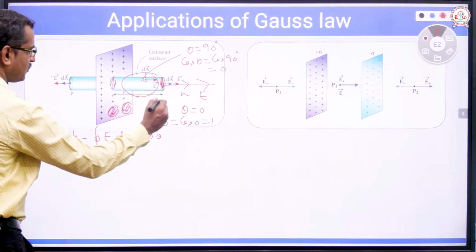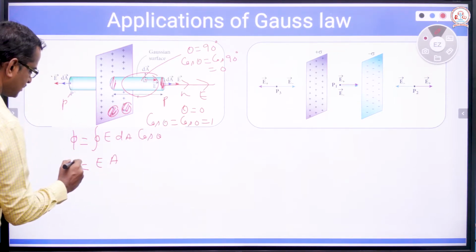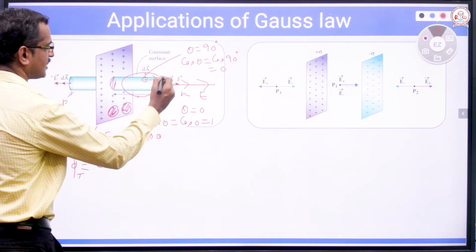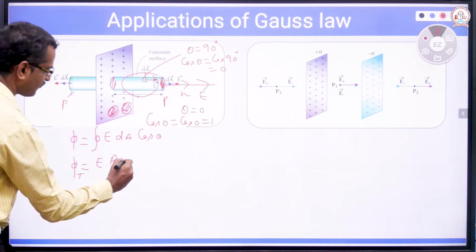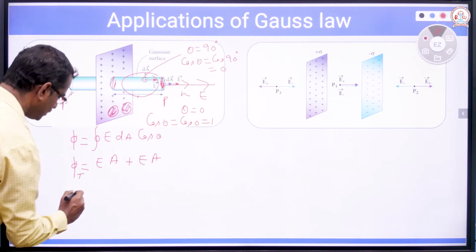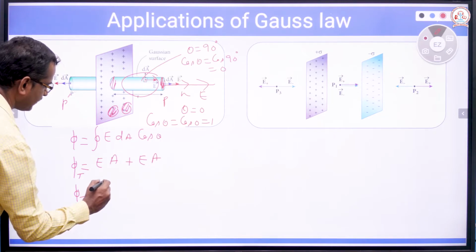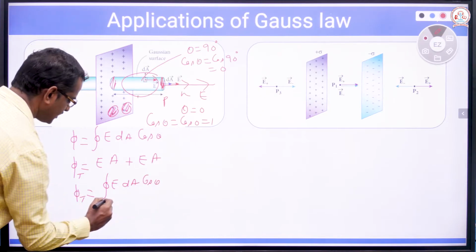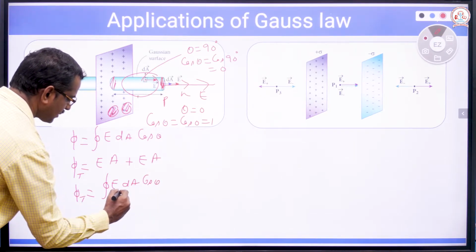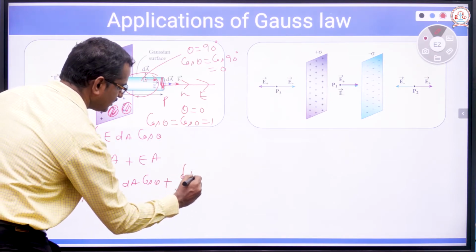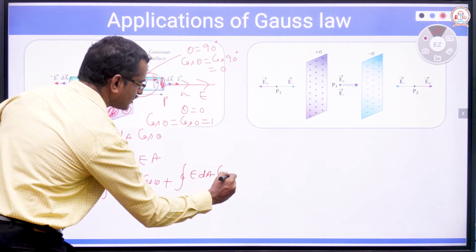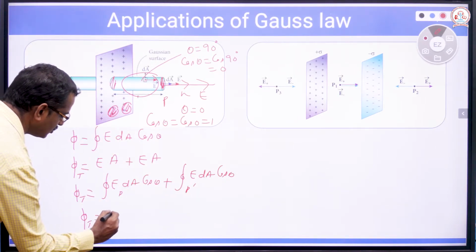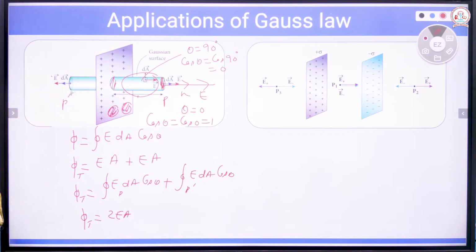This is flux at this point P, and at this point P dash. So total flux will be equal to the electric flux due to charge at point P and at P dash, therefore it will be EA plus EA. It's because total electric flux will be closed integral E dA cos theta at point P plus closed integral E dA cos theta at point P dash. Therefore, we get total electric flux is equal to 2EA.